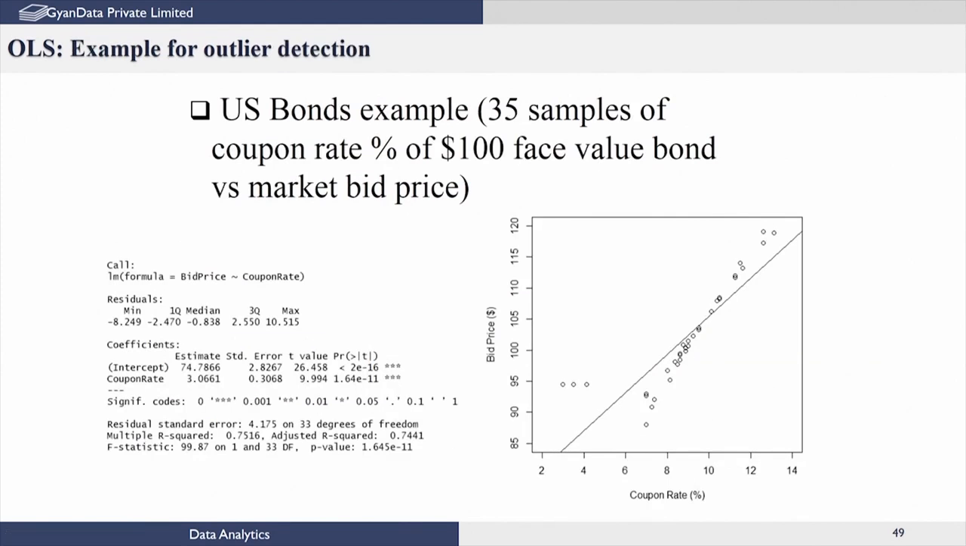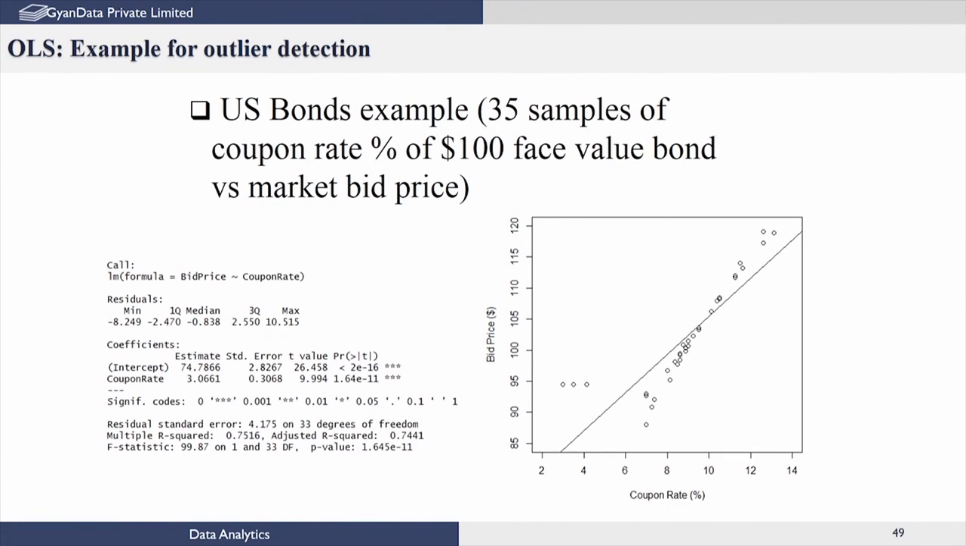Again, we will illustrate this with an example. Here is a US bonds example which consists of 35 samples, US bonds whose face value is $100, and a guaranteed interest rate is provided for each of these bonds depending on when they were released and so on, and there are different bonds with different interest rates, but these are also traded in the market, and their selling price in the market or bid price would be different depending on the kind of interest rate they attract.